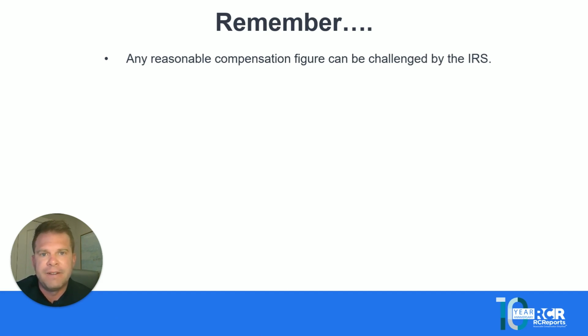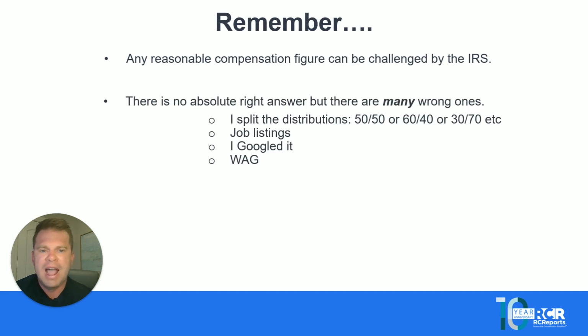Any reasonable compensation figure can be questioned by the IRS. And keep in mind, when calculating reasonable compensation, there is no right reasonable compensation figure, but there are definitely many wrong ones. Some wrong ways to calculate reasonable compensation would be to split the distributions, the 50-50 rule, the 60-40 rule, the 30-70 rule. It really depends on the book you read or the firm you're in. Looking at job listings in the area, just Googling it, or a WAG, a wild ass guess. These aren't good ways to calculate reasonable compensation.